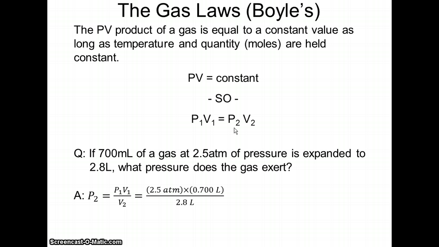2.5 atmospheres times 0.7 liters, we're expanding to 2.8 liters, and so my new pressure is 0.63 atmospheres, much smaller than initially. This makes sense if you think about it. If I expand the volume into which a gas is constrained, the collisions of that gas with the container wall should be less, and so the pressure should drop to accommodate that.